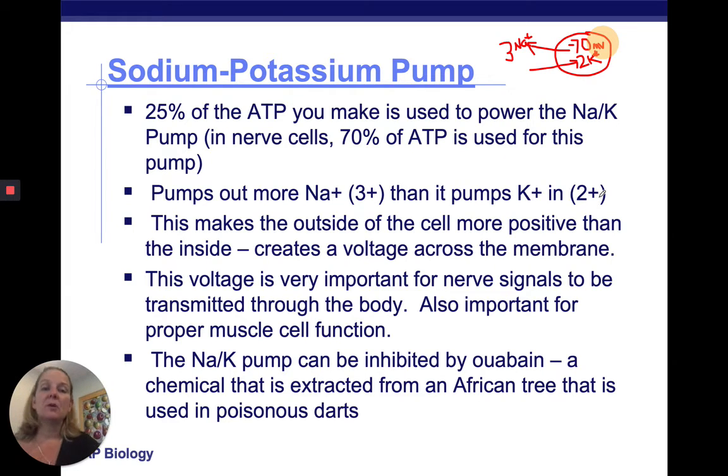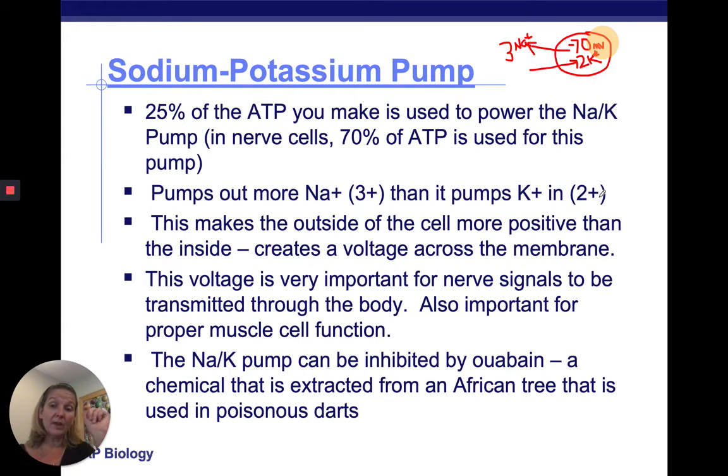All right, that's why we end up with the outside of the cell more positive than the inside, and that creates this voltage. This voltage is important for your entire nervous system to work, and I'll talk about that in detail in class about how the sodium-potassium pump creates this voltage.